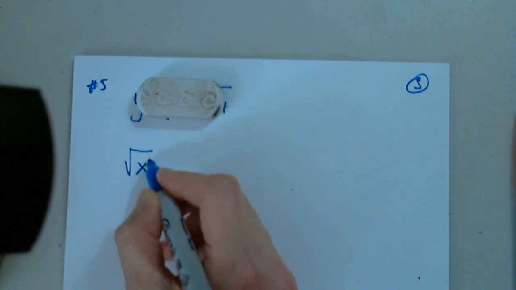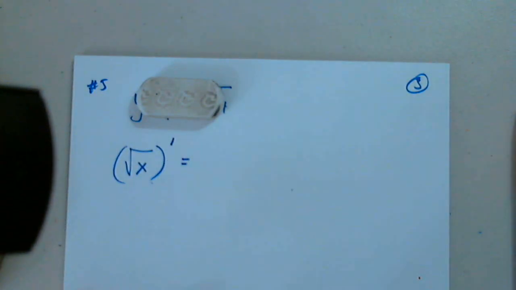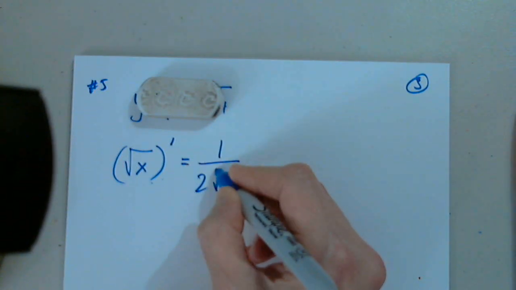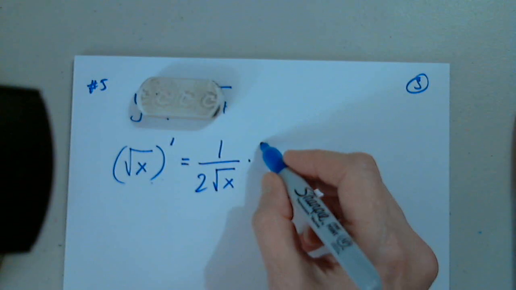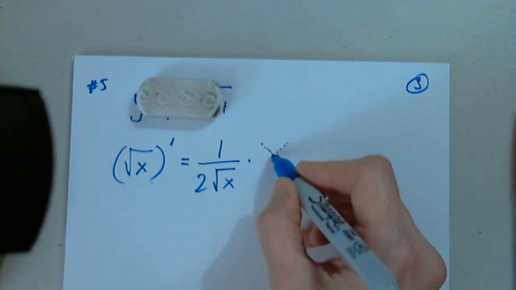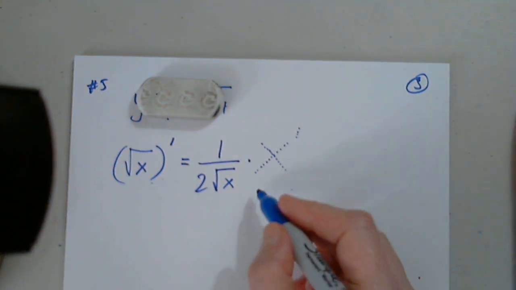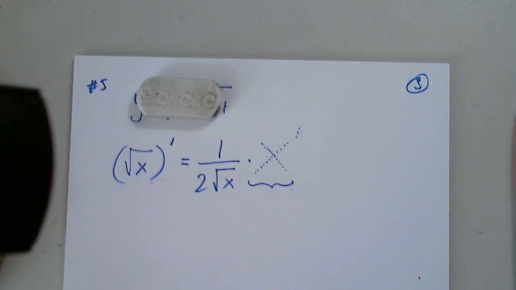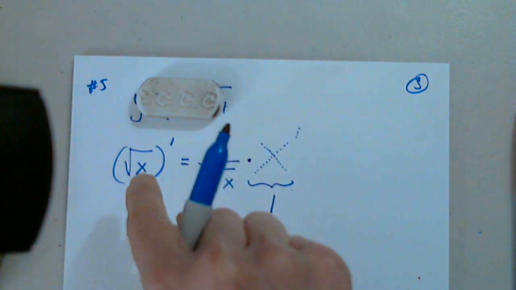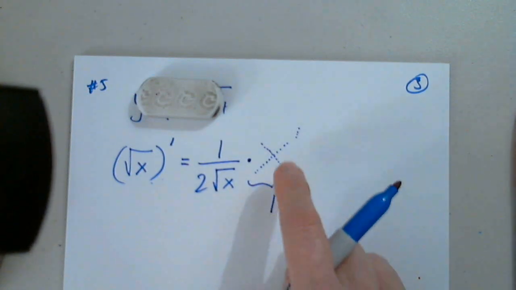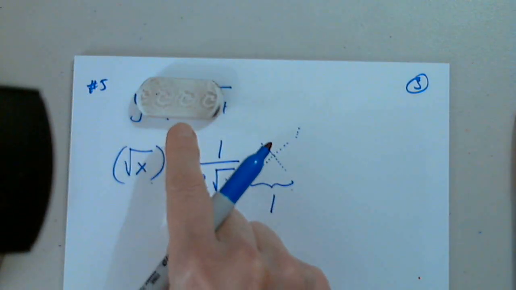Again, can anyone tell us what did we just discover for the square root of x prime? Is it 1 over 2 square root of x? Times, I never told you. I didn't lie, but I never told you to do this. Why? Because it's 1. I should have said times the inner function prime. I didn't lie to you, but I didn't because it was 1. But now we have a different story.